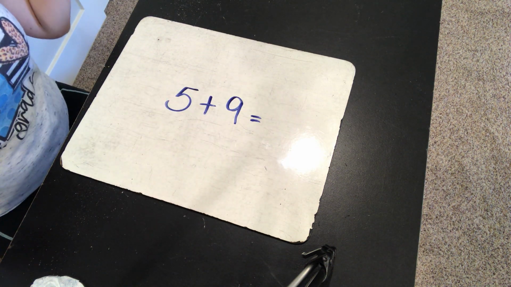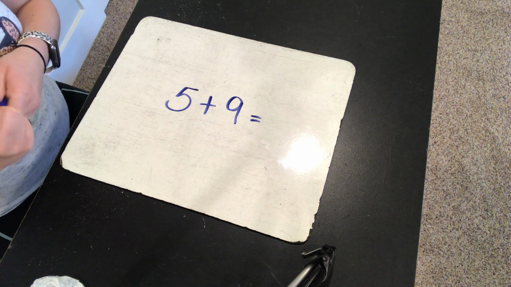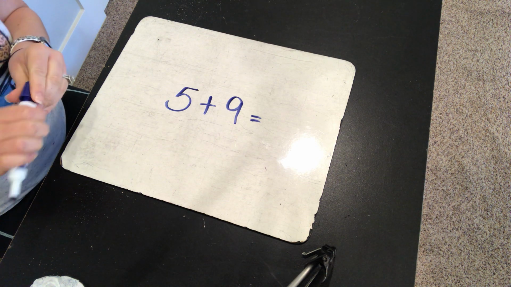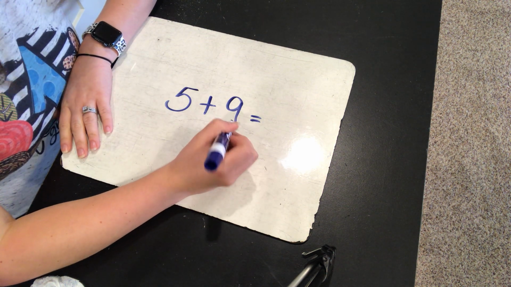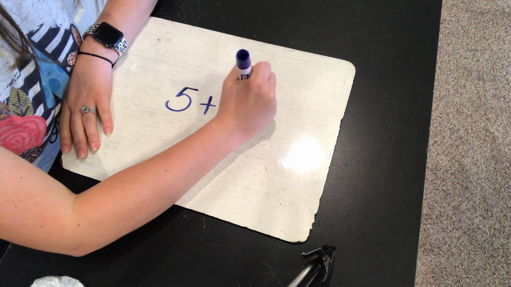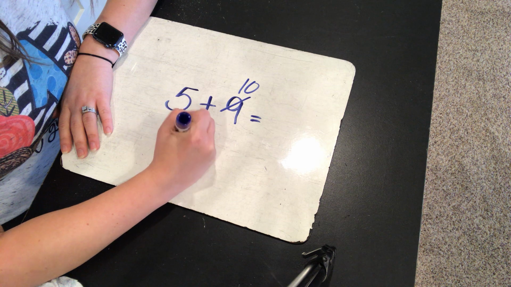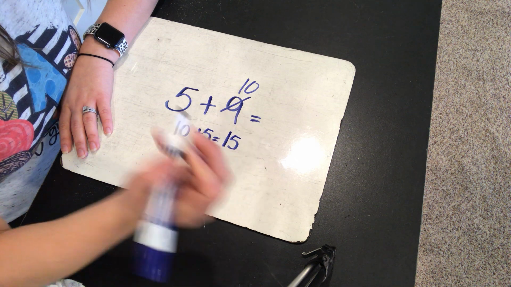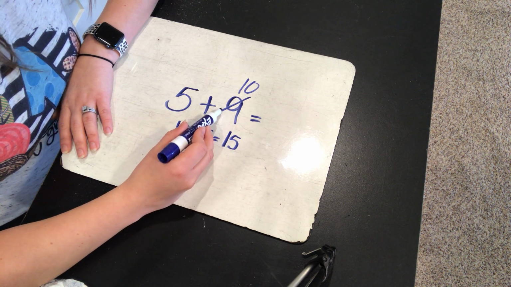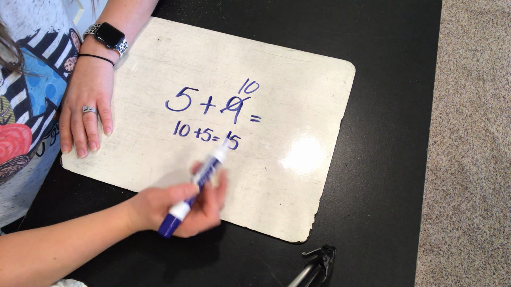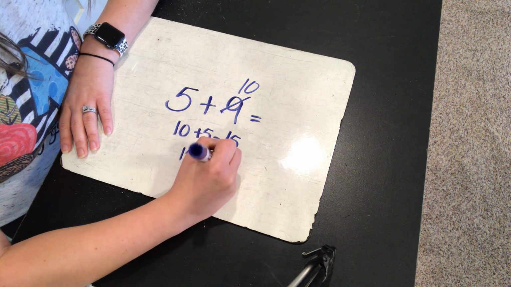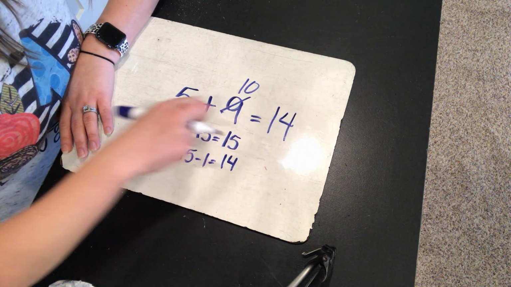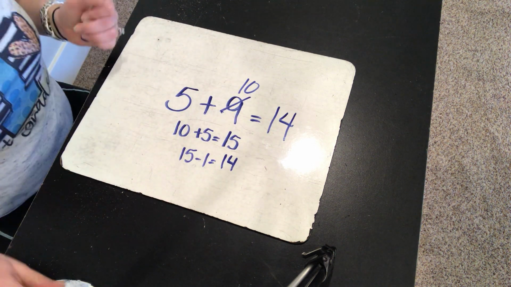Alright, if I have 5 plus 9, take a second and pause the video and figure out how you would solve this problem. Okay, you may have solved the problem by making the 9 into a 10 to help you. So what is 10 plus 5? 10 plus 5 is 15. And then we have to take 1 away from 15 because we added 1 to the 10. So what is 15 minus 1? 15 minus 1 is 14. So 5 plus 9 is 14.